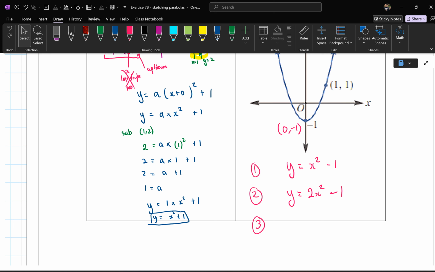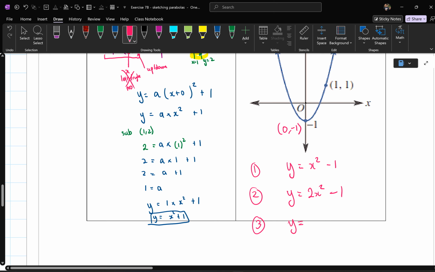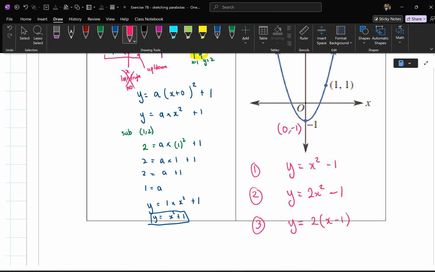Y equals 2 bracket x minus 1 squared minus 1. Like that? No, we got 2. That's pretty solid.